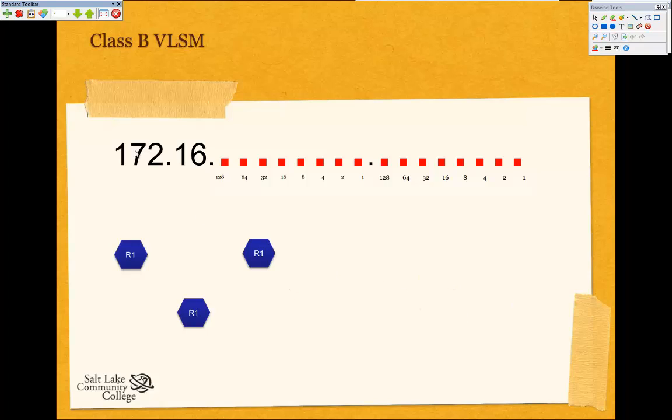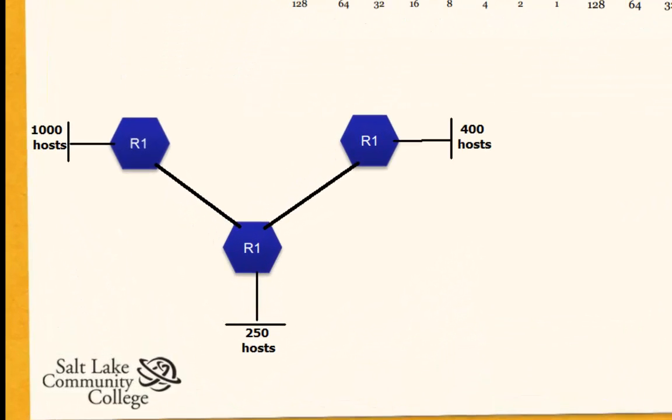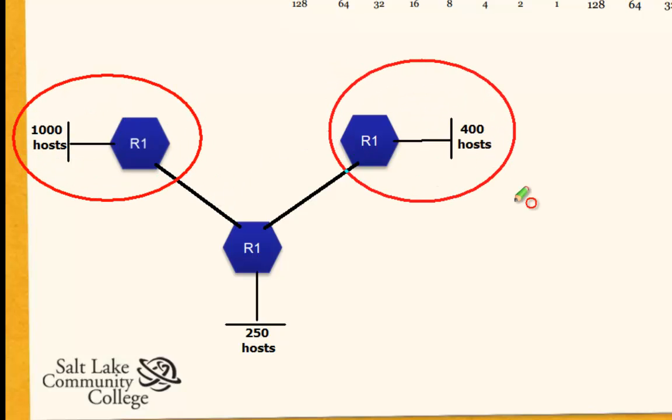Here we have our little network scenario, and I've set up a couple of network segments. We're going to have a lot of writing on the board, so I wanted to keep it a little clean. You'll notice that we now have router 1 with 1,000 hosts over here. So we have 1,000 hosts. The second router has 400, and the third router has 250 hosts.